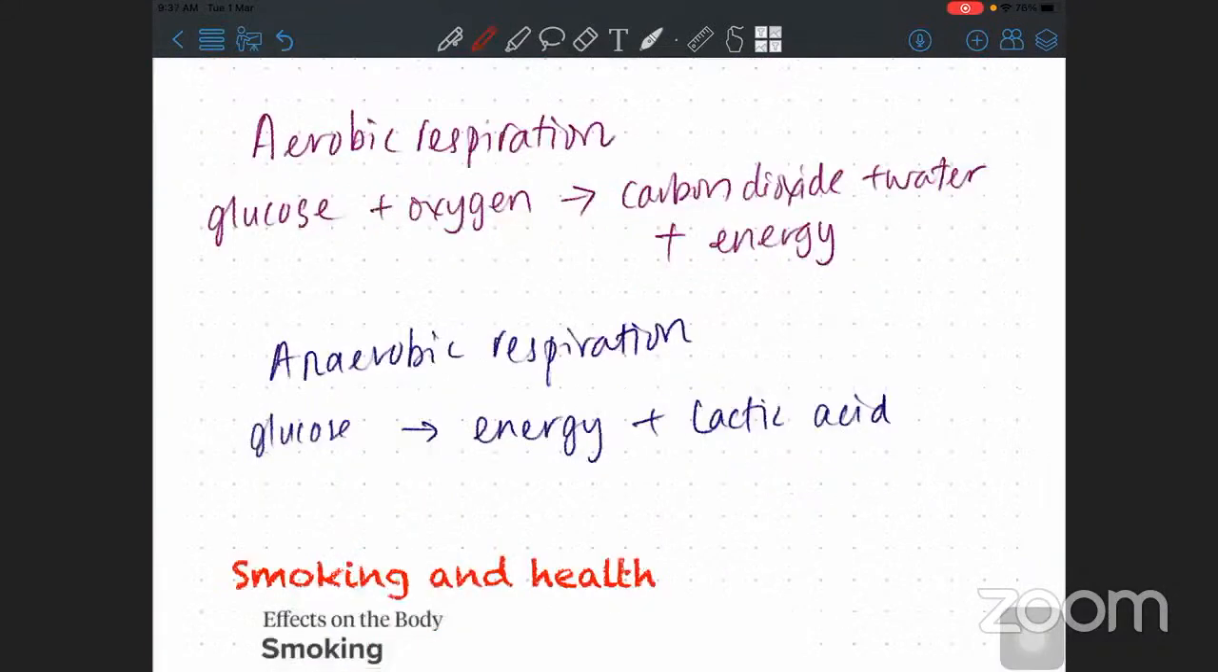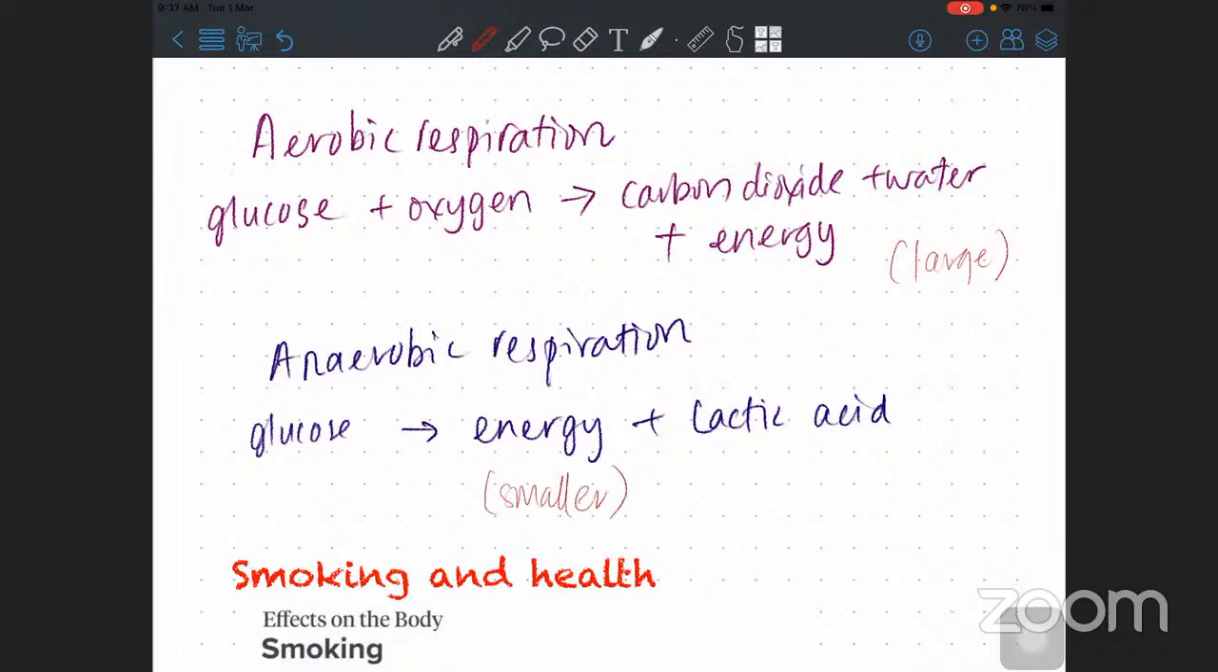Okay, so we have two types of respiration, one called aerobic respiration and the other anaerobic respiration. The aerobic respiration produces a large amount of energy, lots of energy, and the anaerobic energy is slightly smaller.